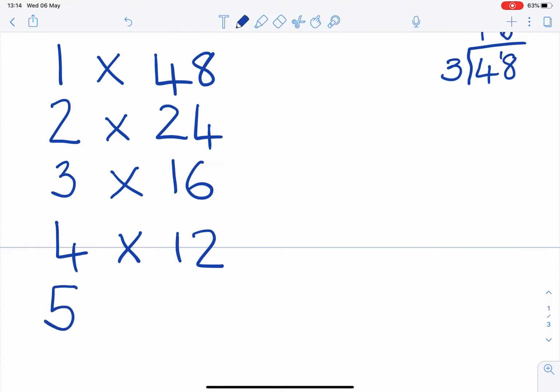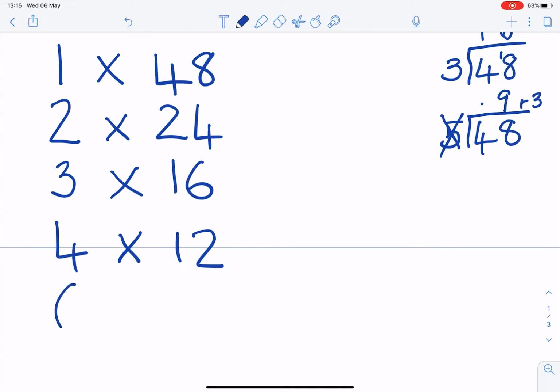What about 5? I don't think 5 fits, but let's double check. 5 does not fit into 4. 5 into 48, well, let's count in 5s. 5, 10, 15, 20, 25, 30, 35, 40, 45. It goes 9 times, remainder 3. So we cannot use 5. It does not fit perfectly. So let's get rid of our 5.